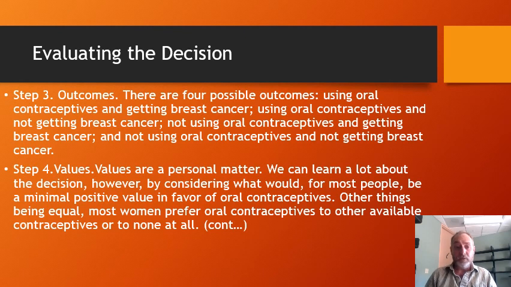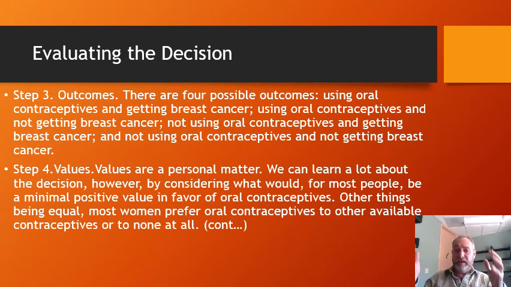Step four, assigning values. Again, assigning values is always going to be a personal matter. We can make some assumptions about what most people would prefer. We can certainly rank things, even if it's hard to assign specific probabilities, which we will do. Certainly the value of taking the birth control pills is control over your reproductive life, and that's a plus. Breast cancer is obviously going to be a negative for all people. We should be able to, at the very least, rank these.